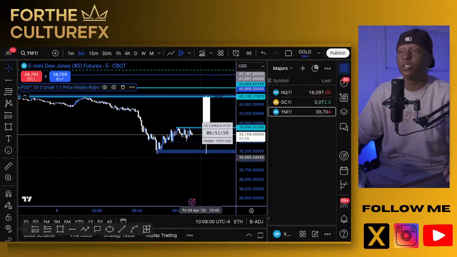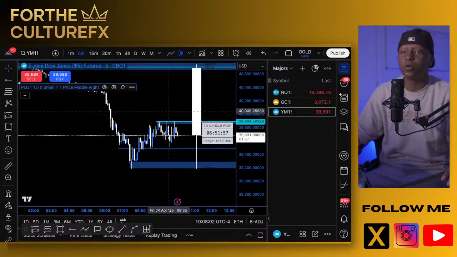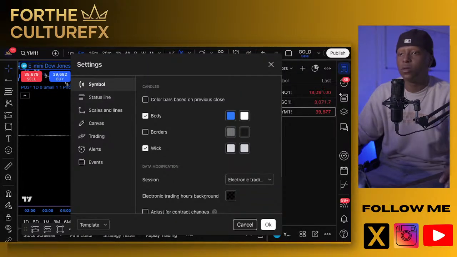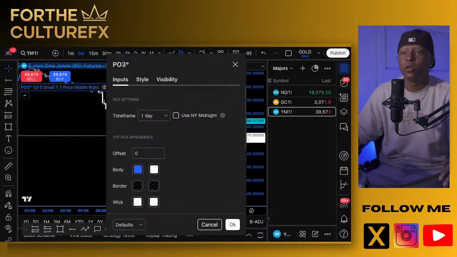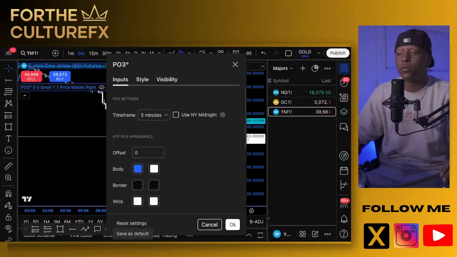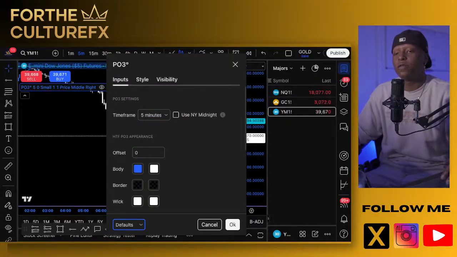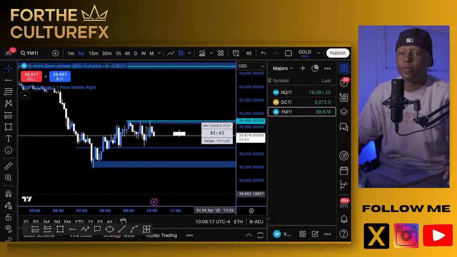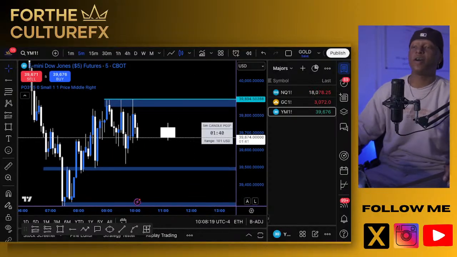This candle is fat though. Why they make the candle so huge? Oh, it's the daily candle. I'm tripping. 5 minute. And then we'll save as default. Okay, there we go. So now we can see our 5 minute candle close.